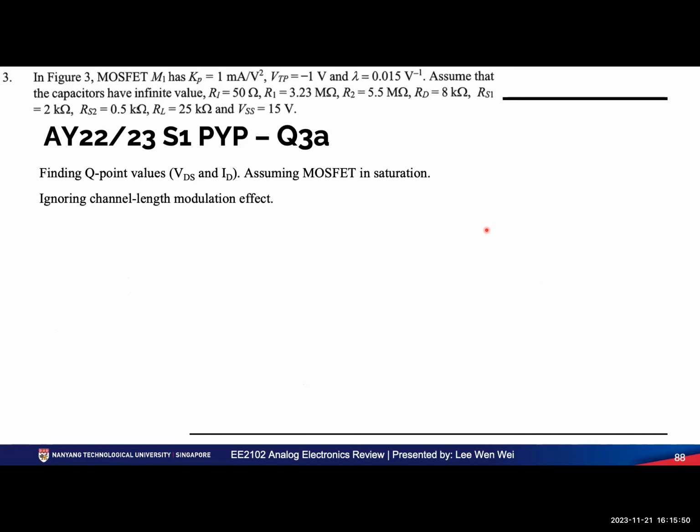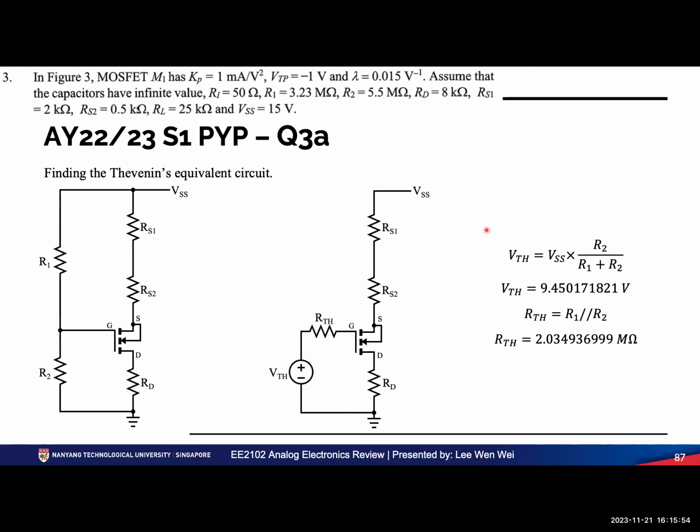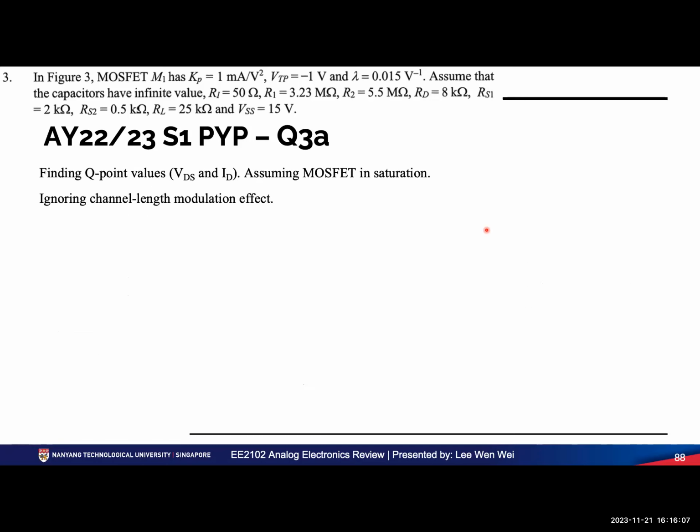So you want to go next one already? Okay, so when we find the Thevenin's equivalent, what's the next step for finding the DC operating point, which is known as the Q point? It is actually to find the ID as well as VDS, sorry. VDS and ID.